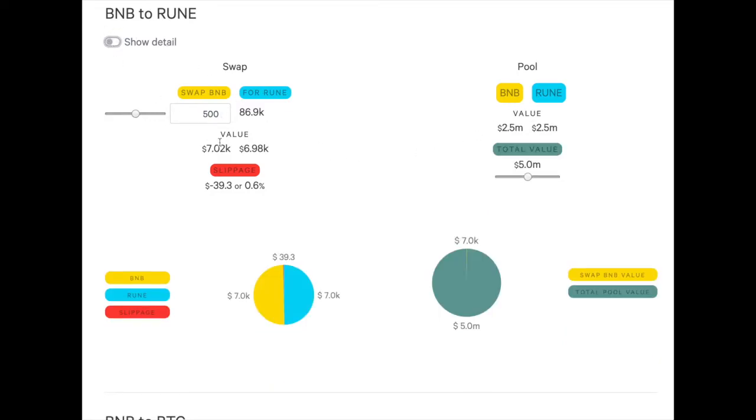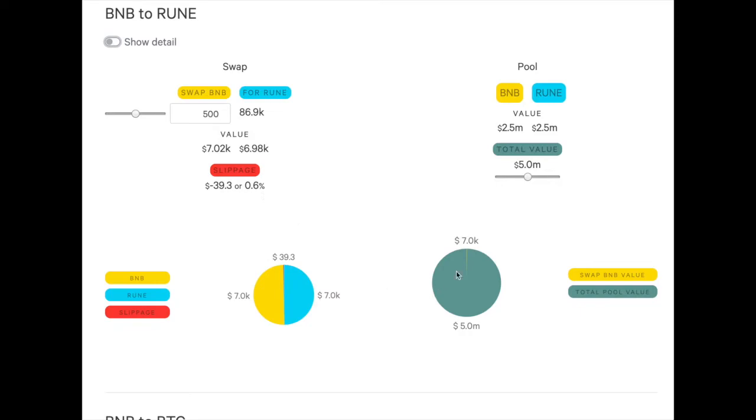Now, what you'll notice is that there's a difference in the value of what we are swapping in as to what we're swapping out, and this is called slippage. So the amount of slippage we're seeing here is actually $39.3 or 0.6%. You can think of slippage as a fee, and in actual fact the slippage is collected by THORChain and used to reward node operators and liquidity providers. And you can learn more about that in the system income component. This reward scheme is fundamental to the functioning of the network.